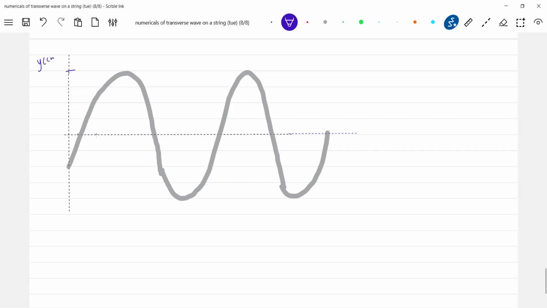This is 2, this is 1, minus 1, minus 2, 2.5, 4.5, 6.5. He has given the wave velocity himself, plus 40 centimeter per second.